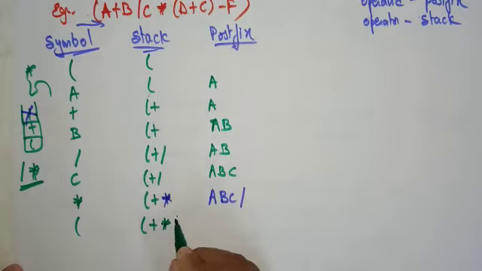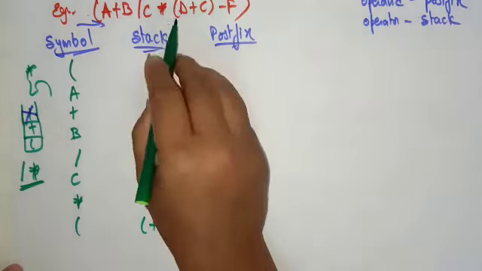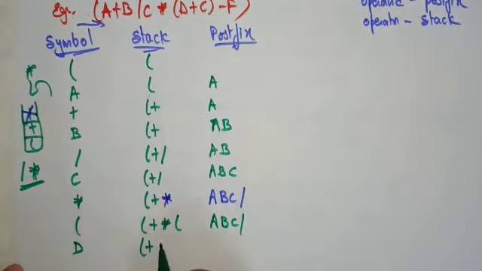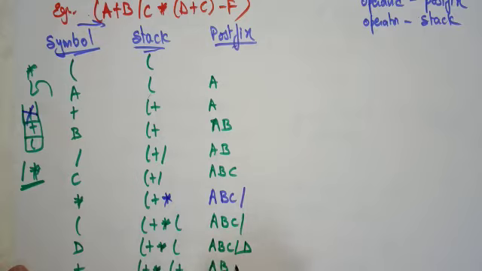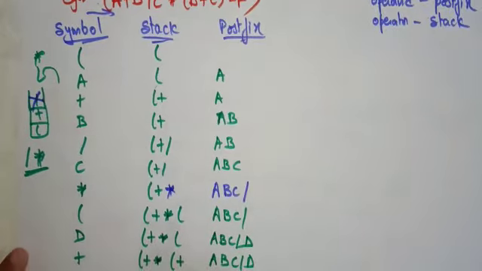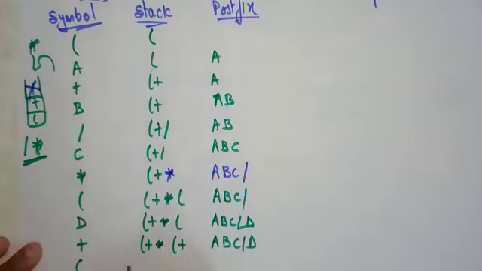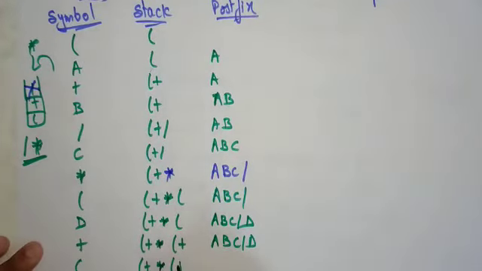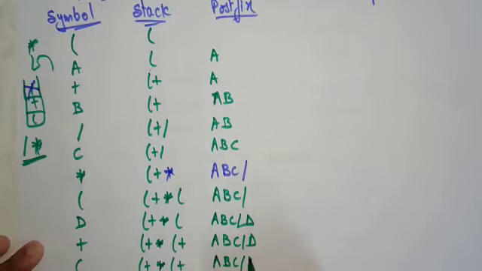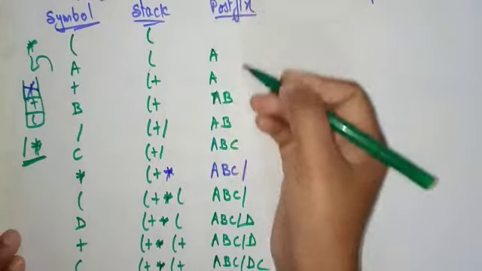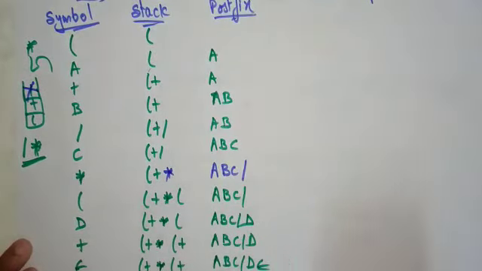Okay, so next is the left parenthesis. Stack: star, left parenthesis. Postfix: A, B, C, division. After that D. D is an operand, place it on the postfix expression. Next is plus. Stack: star, left parenthesis, plus. Plus is an operator, so I place it in the stack. What is next? C, or let me take E so that you won't be confused. E is an operand, you have to place it in the postfix expression. Up to that, is it clear?